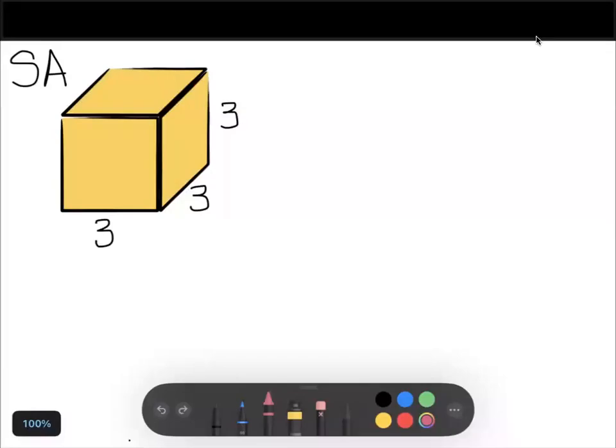Hello there, welcome back. So today we're going to be talking about how to find the surface area of cubes and rectangular prisms. So surface area is the area of all the different faces on the shape added together.